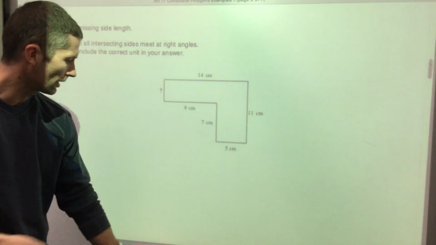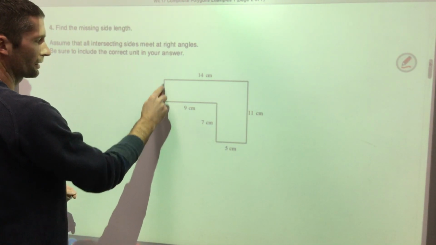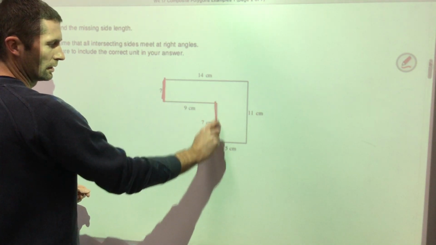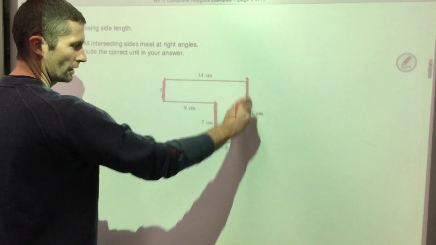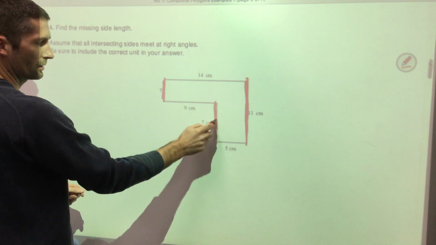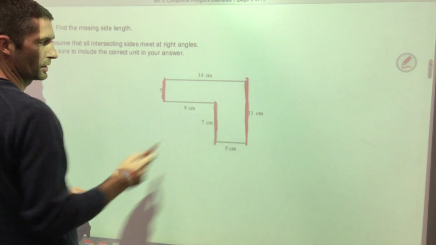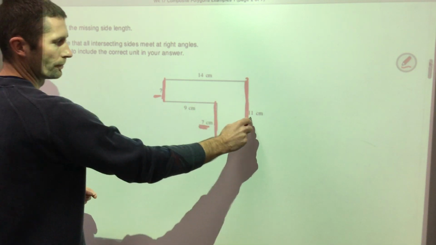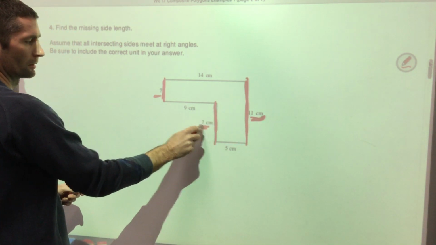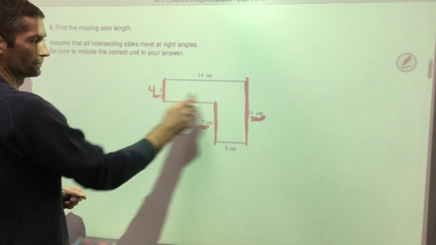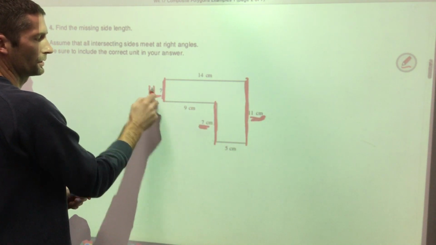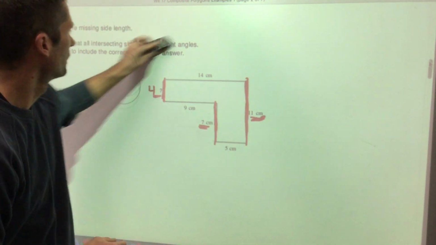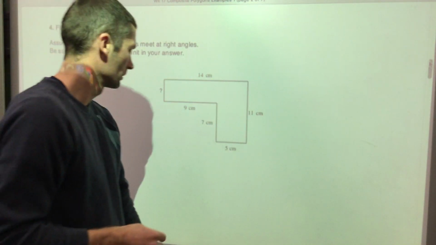Find this missing side length. Okay, so here's my missing side length here. So we got to see what's parallel to this. We can see that this is parallel to that, parallel to that. So this and this added together is the same length as that. So 7 plus something is 11. 7 plus 4 is 11, knowing our facts, or 11 minus 7 is 4. And that is just centimeters. It's not squared. It is measuring length.